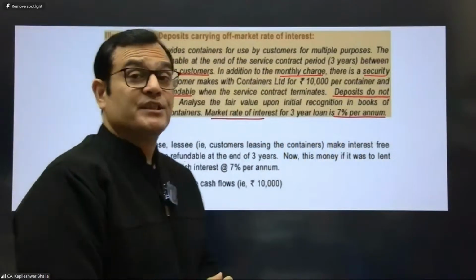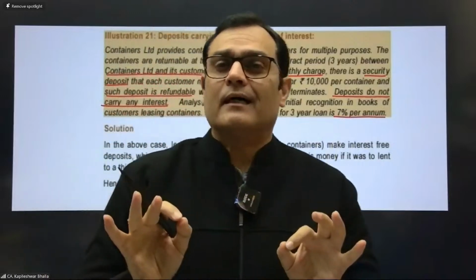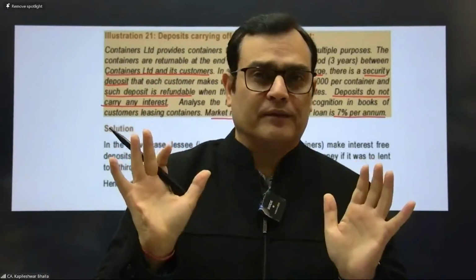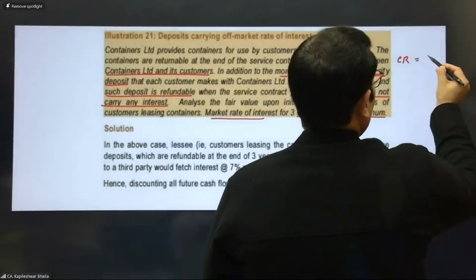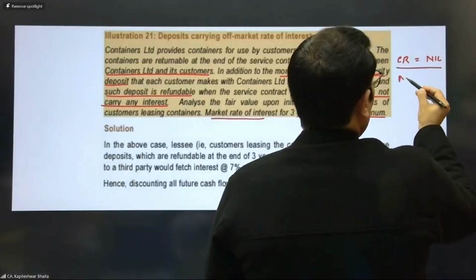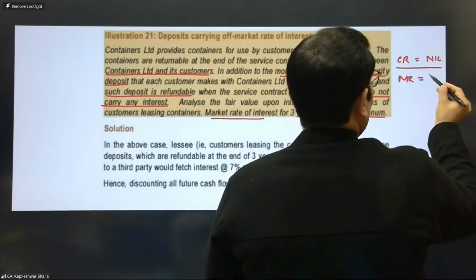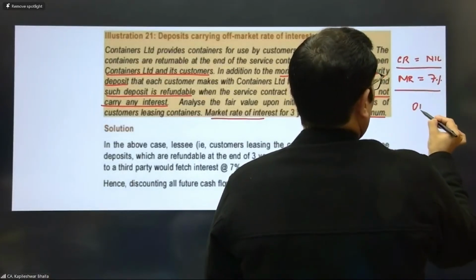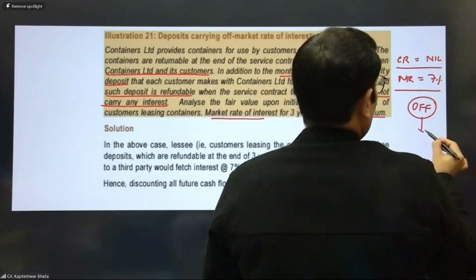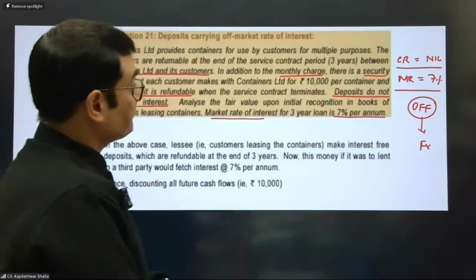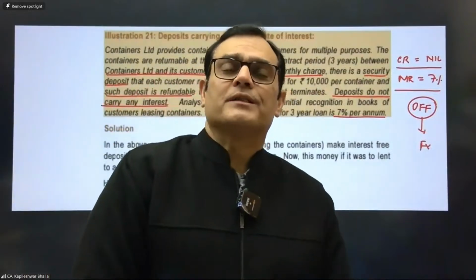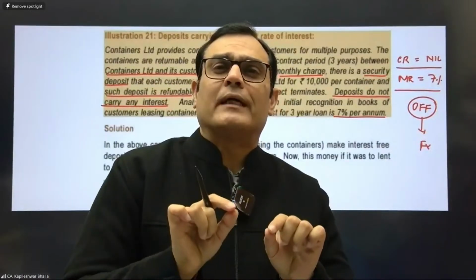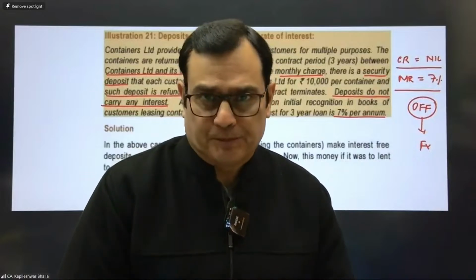One thing I clearly said earlier as well is that the CR and MR are undoubtedly different in this case, resulting in an off-market transaction. The contracted rate in this case is nil, and the market rate is 7%, which means it's an off-market transaction for sure. So we need to calculate a fair value. If you notice, we are nowhere given in the question what the fair value is. Rather, we are asked to calculate the fair value at initial recognition.